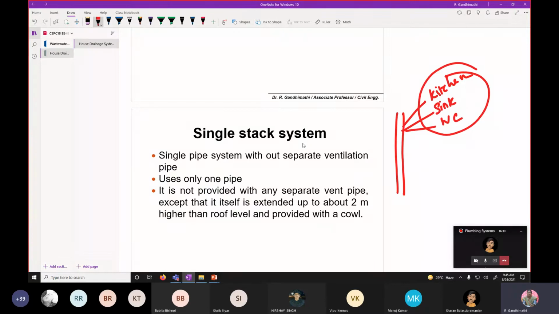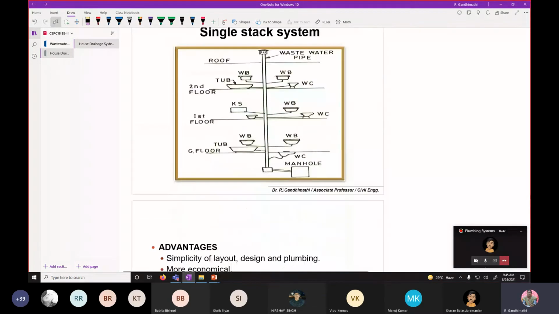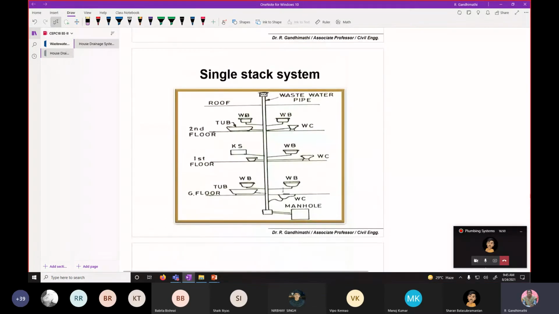Instead of that, for example, this is the roof level. This pipe should be extended just 2 meters above the roof level, provided with the cowl. That is the opening, a provision for entry of air into the pipe. This is called the single stack system. Now you can see in the single stack system only one vertical pipe. The top portion of the vertical pipe is extended above the roof level, and the wastewater from the wash basin, water closets, bathtub, and kitchen sink, everything, is connected to the single pipe. This is called a single stack system.